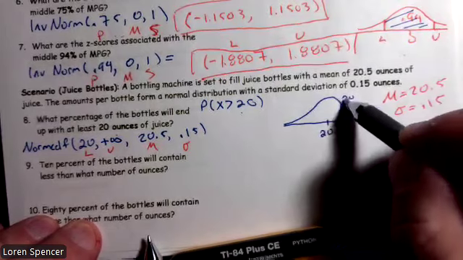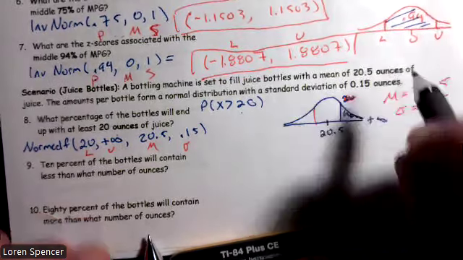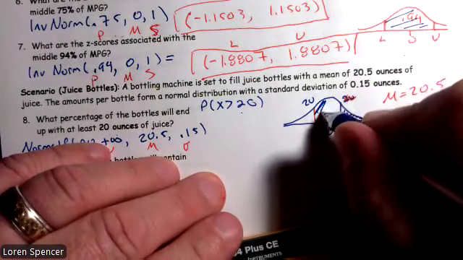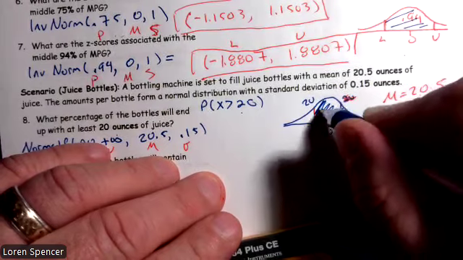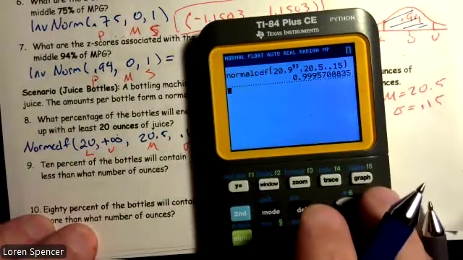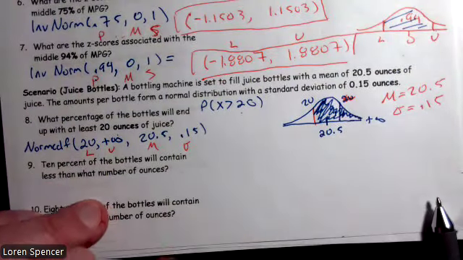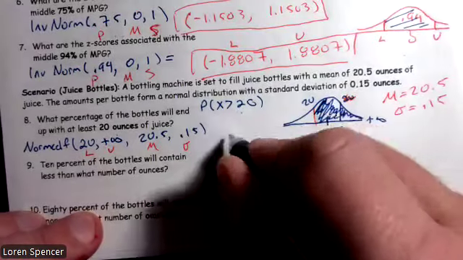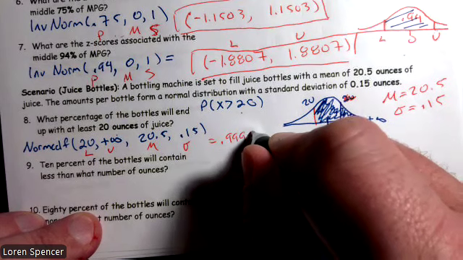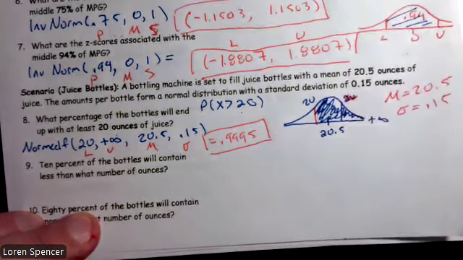Excuse me, this is not right. That drawing is wrong. 20 is below here, so this should be 20, needs to be below here. So I need to be over halfway, and since I'm over halfway, I would expect a value greater than 50%, and I do have it. So it equals 0.9995, because we're just going to go ahead and truncate. That's our probability.